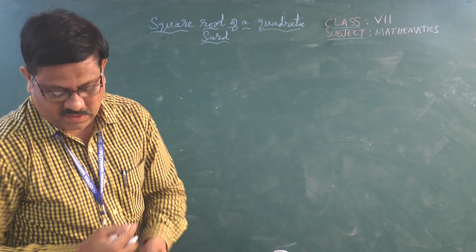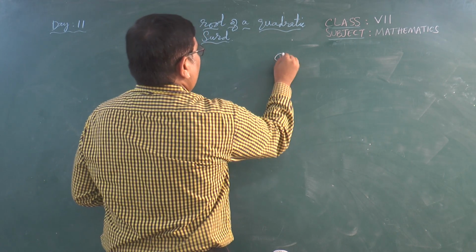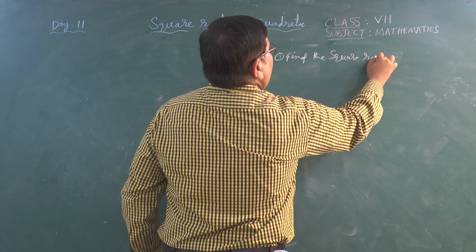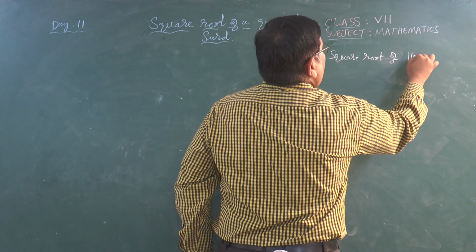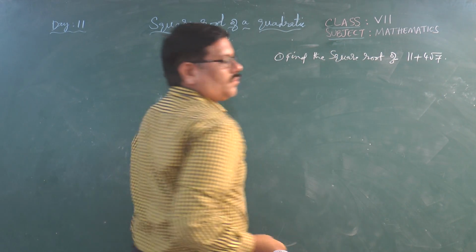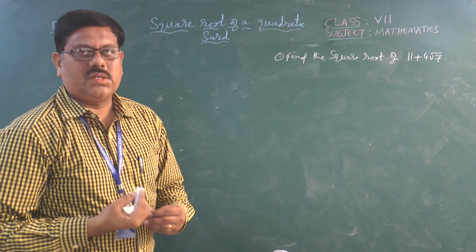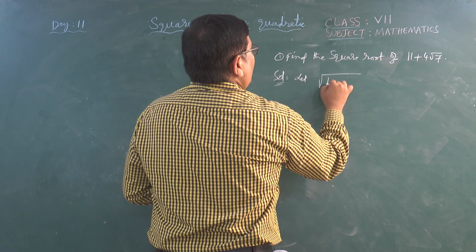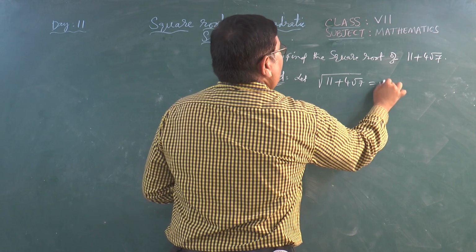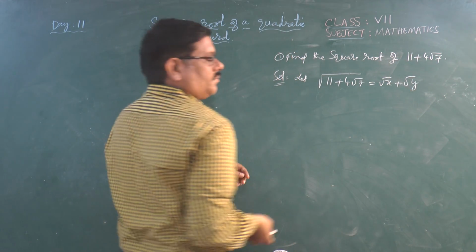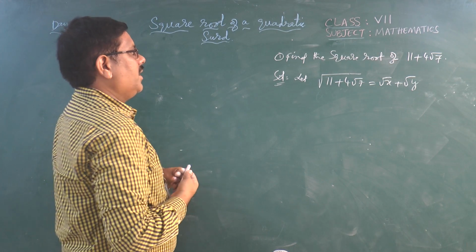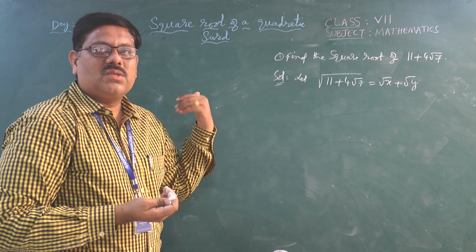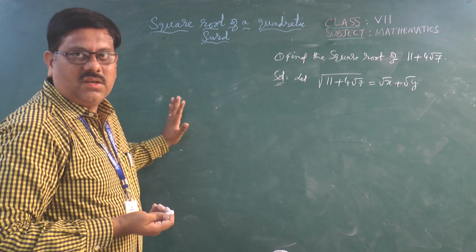The first question is, find the square root of 11 plus 4 root 7. Okay, find the square root of 11 plus 4 root 7. Now we will solve it this way. Let us take root over 11 plus 4 root 7 as root x plus root y. Here is a very important thing: let us compare this with a and b. Let us try to get the values of a and b so that I can get the values of x as well as y using the relation we have just proved.